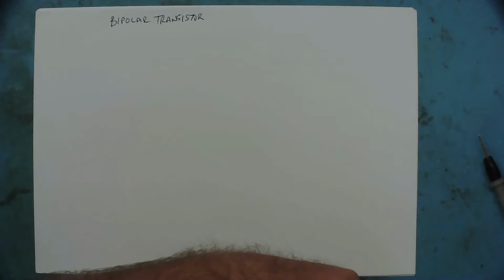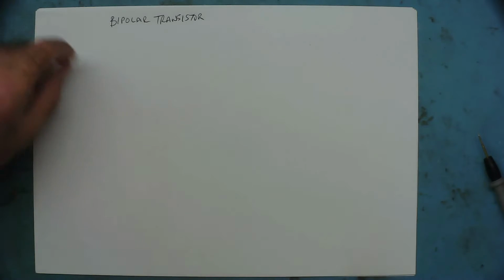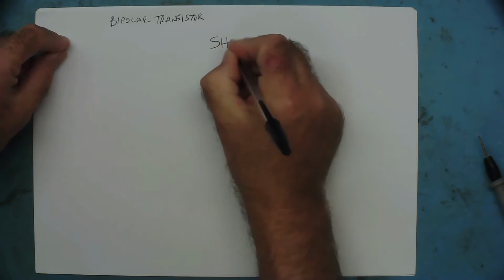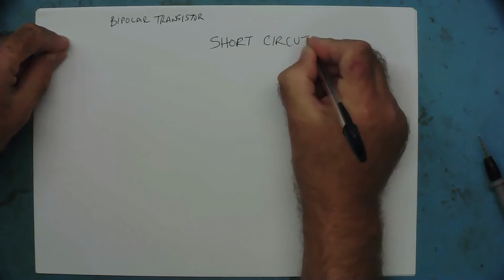So basically, if you see a faulty transistor, there are a number of different possibilities that you're seeing of the fault. There are a number of different types of fault. The main ones are short circuit, fairly obvious. So the transistor has gone short circuit.